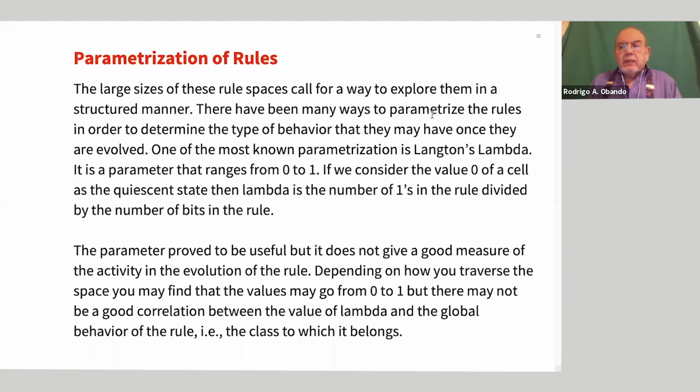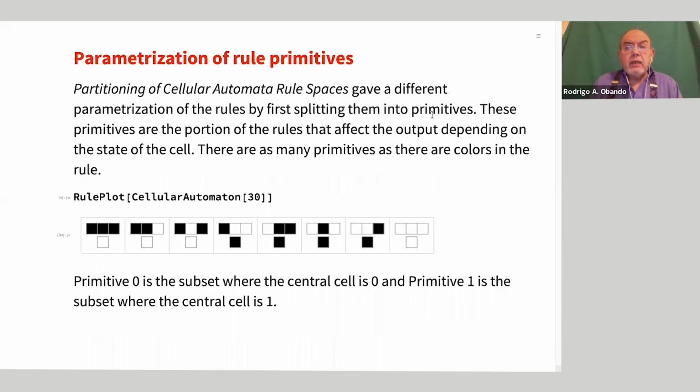So anyway, there have been many ways to parametrize the rules. I'm not going to go into a lot of detail on this because this is really sort of old. For instance, one of those known was Langton's lambda, a long time ago. This particular parameter proved to be useful, but it does not give a good measure of the activity and the evolution of the rule, etc. And I believe even Langton himself said that it didn't turn out to be like he really wanted it to be.